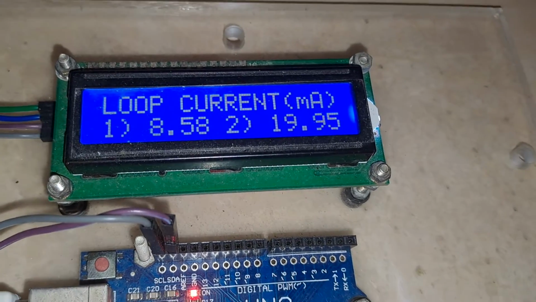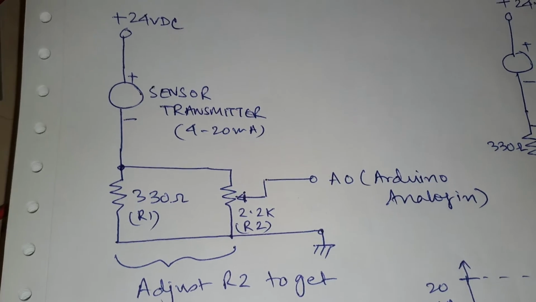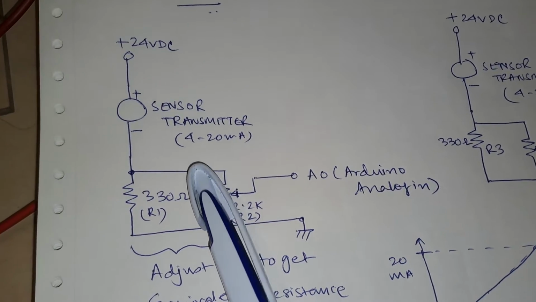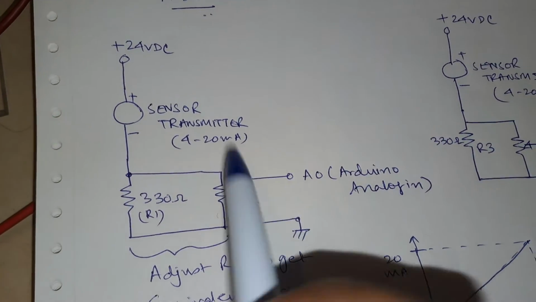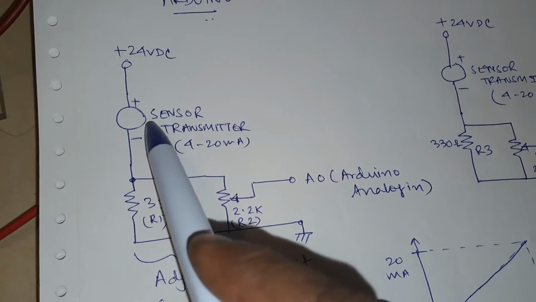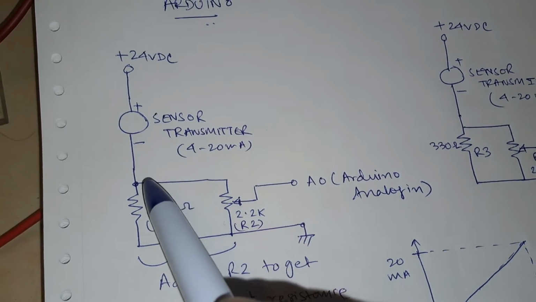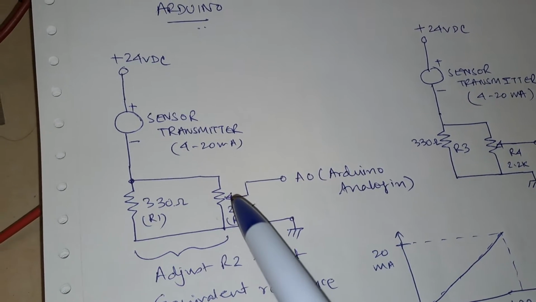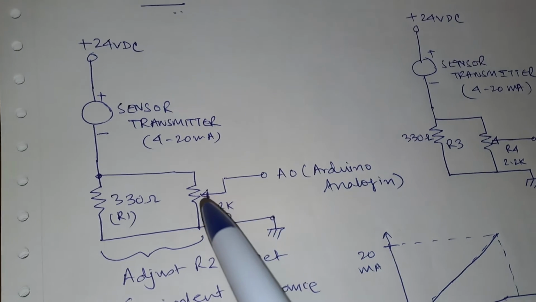Let me show you the circuit diagram quickly. So here you can see this is the circuit diagram. This is the channel 1 circuit diagram. The channel 2 is also the same. Here you can see 24 volts is fed from the power supply. It is fed to the transmitter and the output is fed to this resistance to the ground. Here you can see there is a potentiometer for single point adjustment.